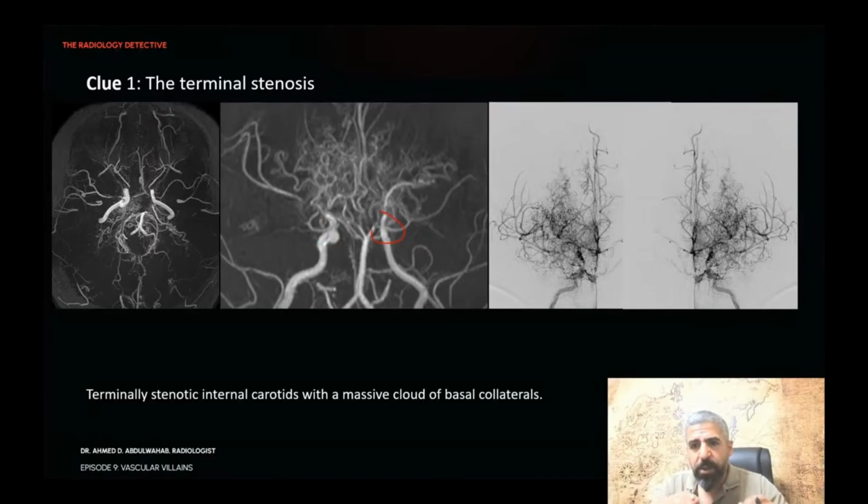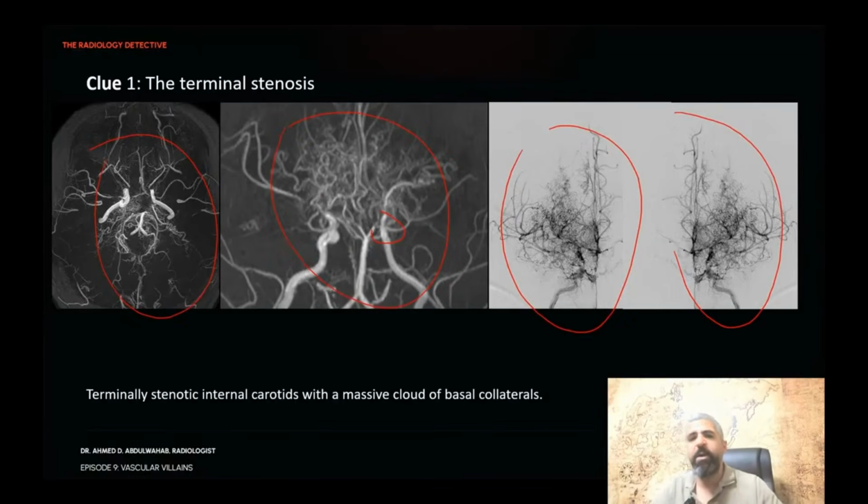It has narrowed down to a tiny thread, but around the base of the brain, we see a massive, hazy cloud of abnormal collateral vessels. It looks exactly like a puff of smoke rising from a chimney. This is the brain's desperate attempt to bypass the blockade. Look at the MRA here and here. Look at the digital subtraction angiography on the left and right side. Now, these are all the clues that you will have.